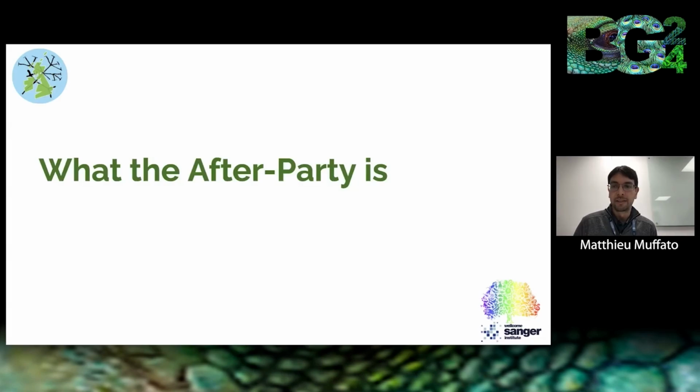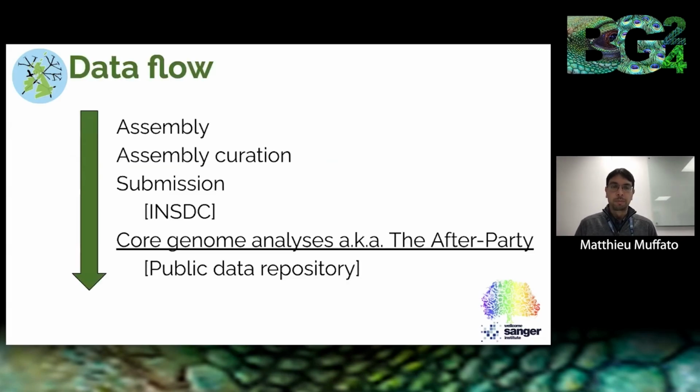Right, so what is the Data Party? In the process of generating reference genome assemblies, we make an assembly that is created and submitted to a public archive like ENA. At this point, the assembly is deemed high quality and ready for public consumption, and that's where we enter. We take the assemblies and we compute a set of core genome analyses. So once all the assembly teams are done celebrating their genomes, here comes the after party. And we then share all the outputs in a public data repository.